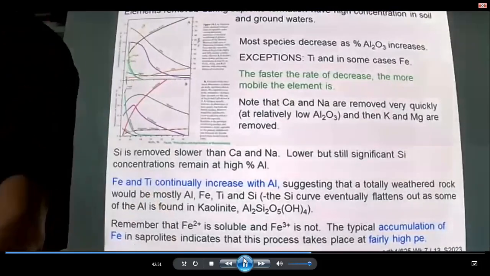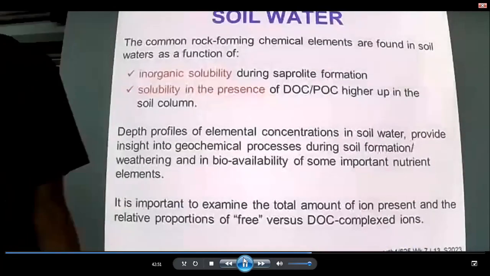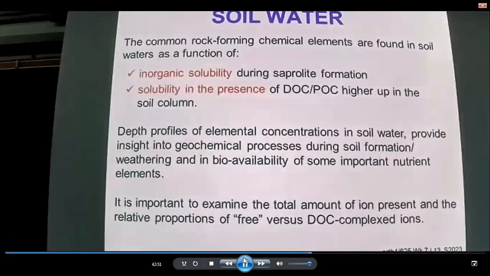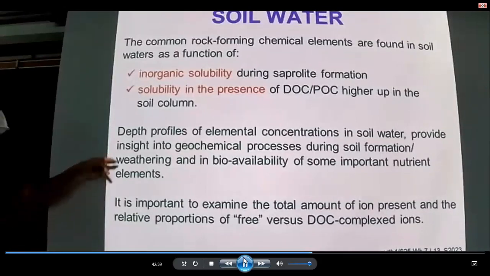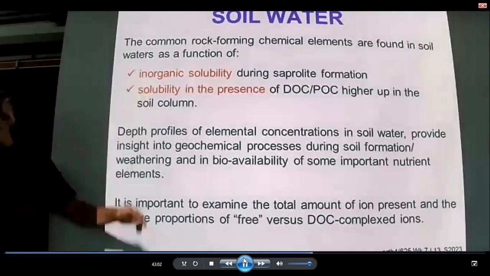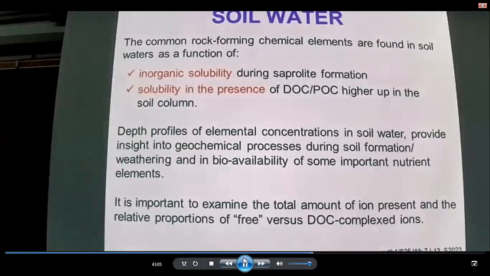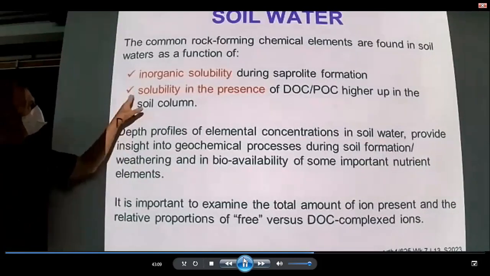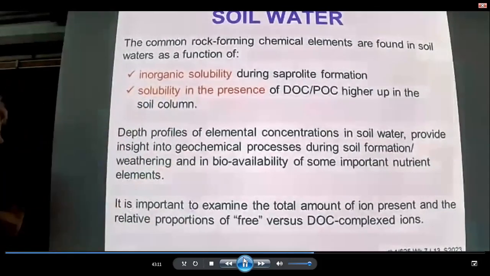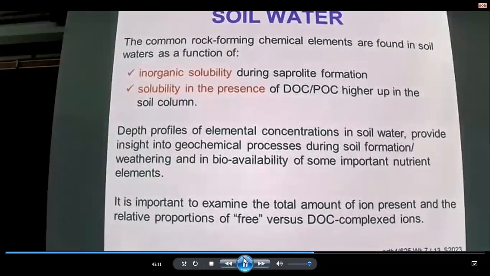And this slide just kind of goes through some of the details for you. Okay, so those are solids. Now let's just talk for a moment about the soil water, the water that is present there. What we find in the soil water is a function of the inorganic solubility of all the elements during soil formation, as we talked about several slides ago. Some things like to dissolve, some things don't, plus or minus the role of organic matter, right?